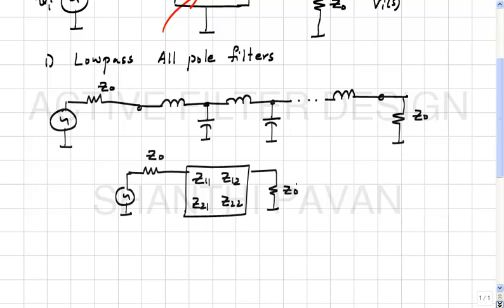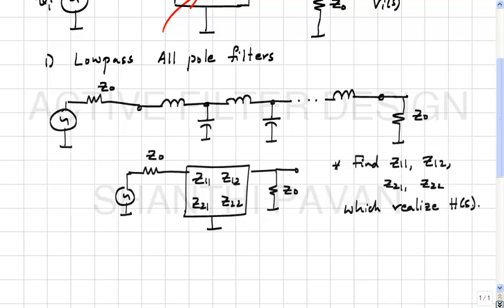Okay. So, in other words, one way of looking at the problem is to find Z11, Z12, which is the same as Z21, Z22, which will result in the desired transfer. Is that clear? So one way of looking at the problem is find Z11, Z12, Z21 and Z22 which realize the desired transfer function. And of course, given that the network is passive, Z12 and Z21 are equal.